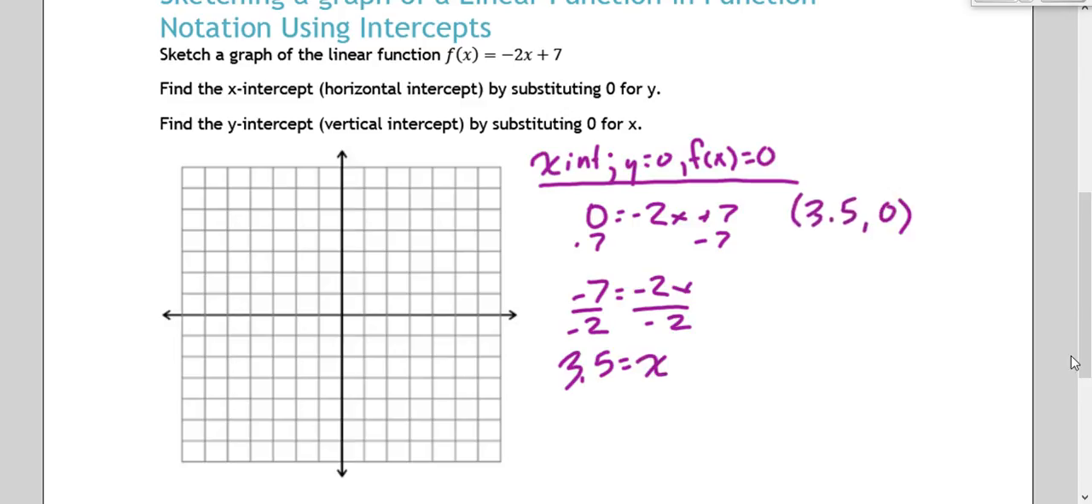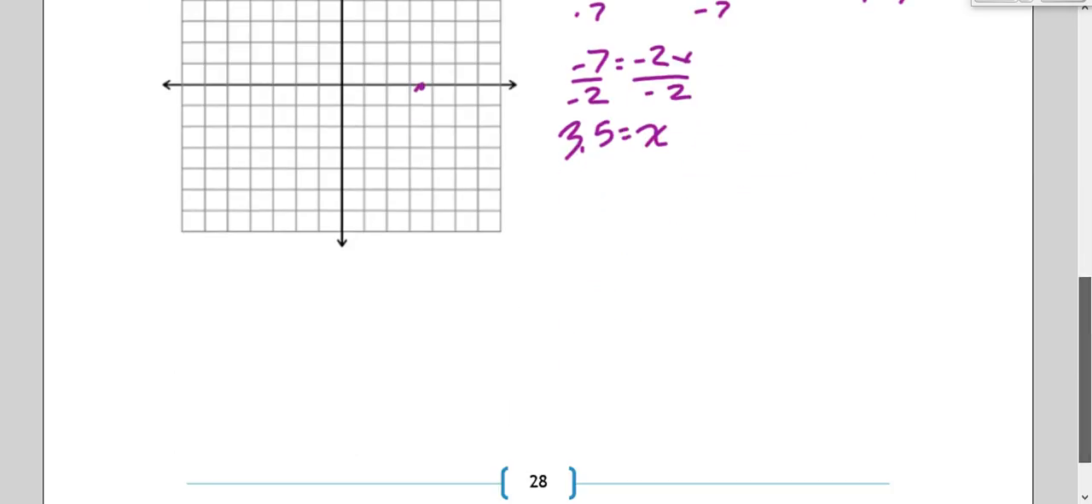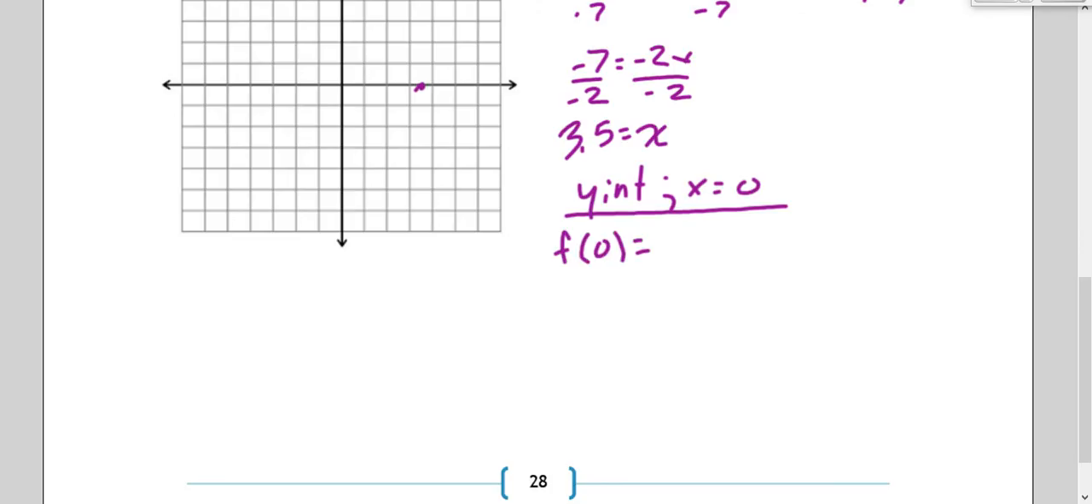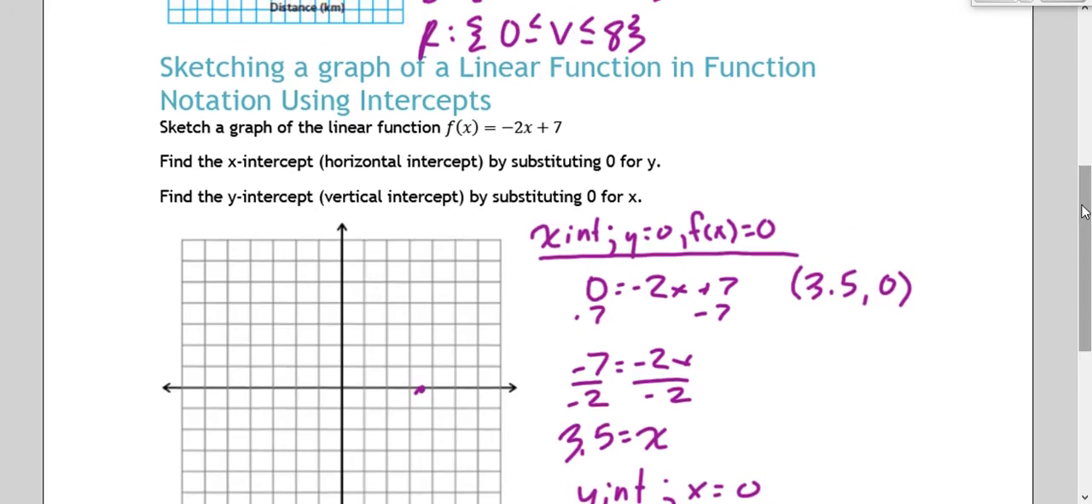So we plot that: 1, 2, 3.5. When we find the y-intercept, x equals 0. So then we plug that in. That is f of 0 is equal to -2 times 0 plus 7, which is 7. So we have a point at (0, 7). So that should be all the way up here.